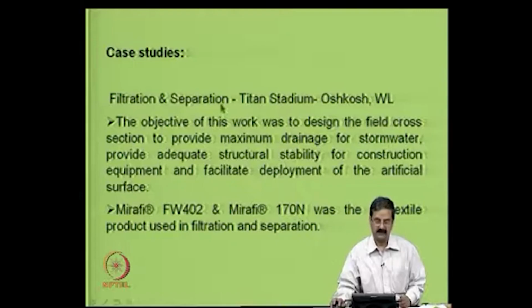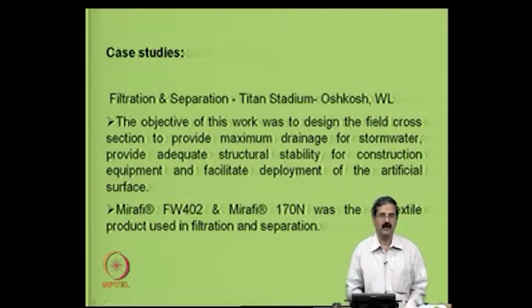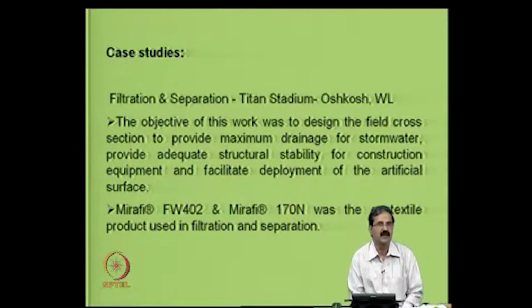It is like a stadium. See, we know that, for example, the drainage in a stadium is a very important point, like nowadays you have 40,000, 50,000 people watching cricket matches and all that, and if there is rain, you should be able to drain off the water very quickly. Otherwise, it is a disappointment to spectators and a financial loss to the stadium operators, right. So, in this case, the objective of the field section was to provide maximum drainage for the storm water and to provide adequate structural stability for construction equipment and facilitate deployment of the artificial surface.